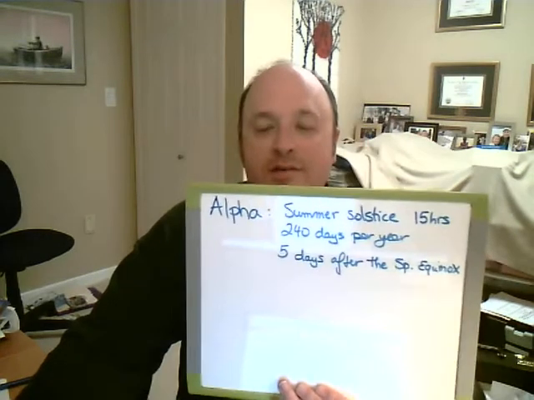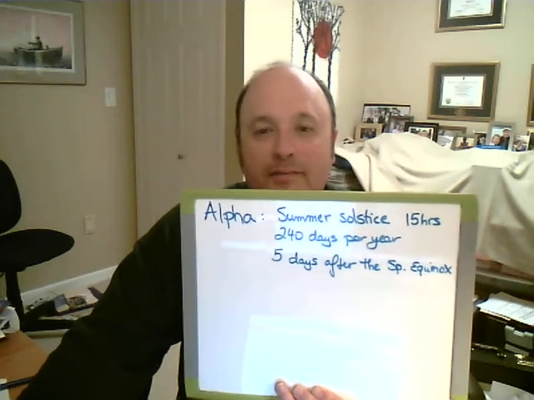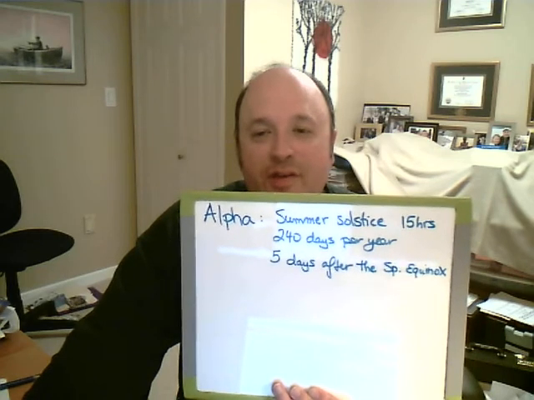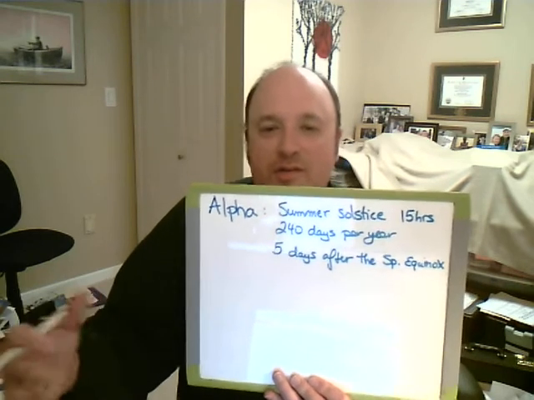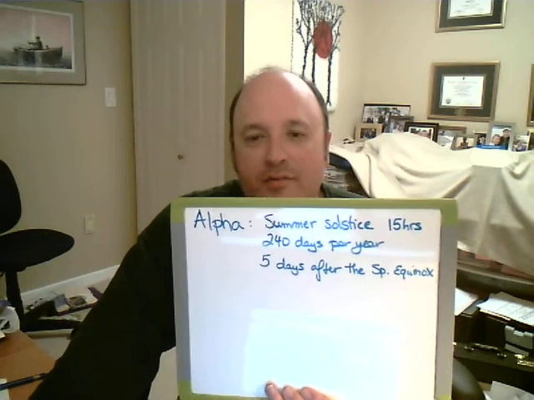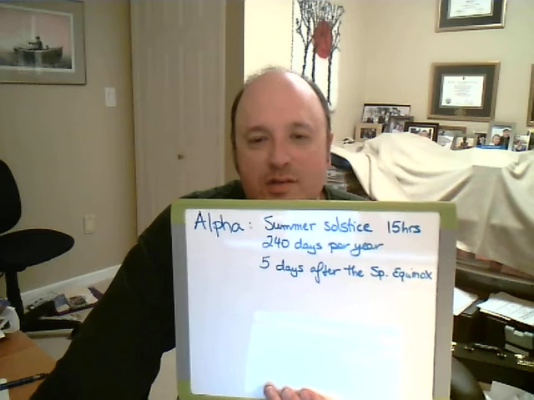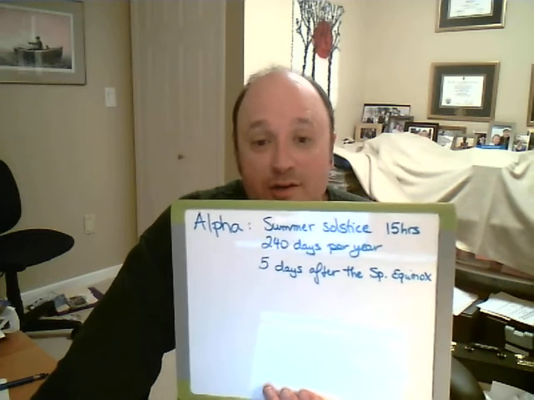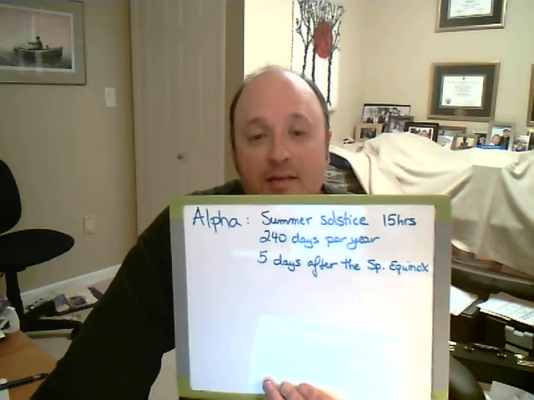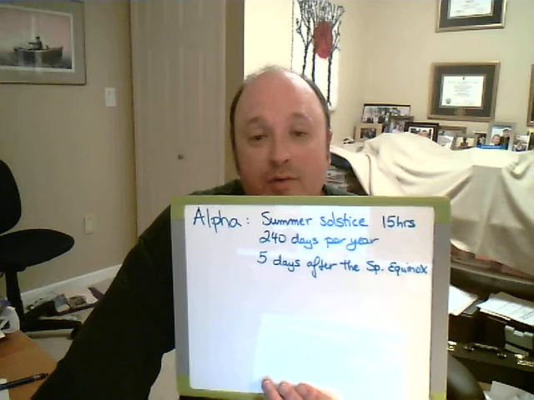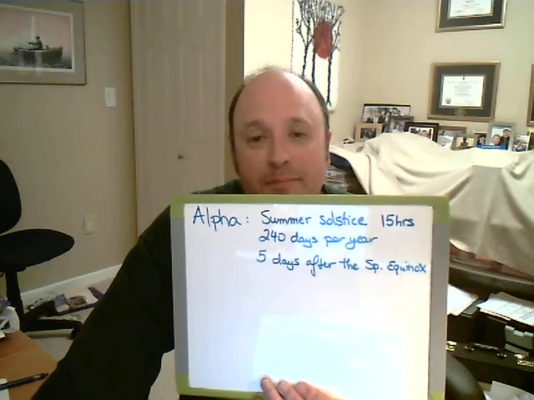Okay, so here's a sci-fi planet. At their summer solstice they have 15 hours, and we'll just assume it's 24 hours because you can apportion your day however you like into 24 hours. But we'll say it's got 15 hours of sun on the summer solstice. The planet takes 240 days to make a year. And they start their new year 5 days after the spring equinox. So let's have a look at what that might be.